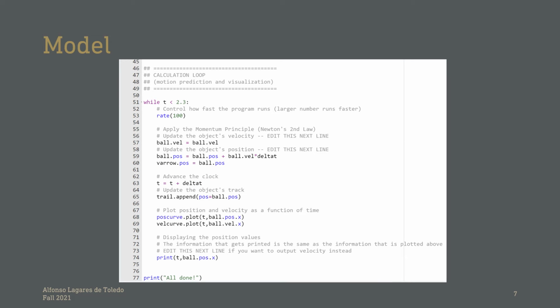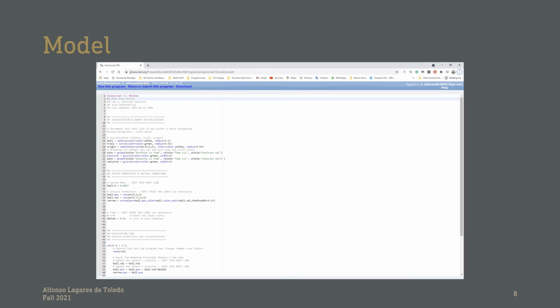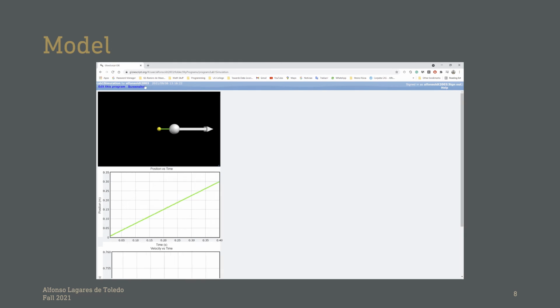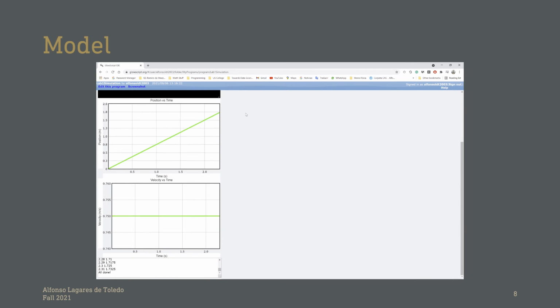The simulation is run for 2.3 seconds, the time the ball is in the frame for the video, and the ball's position and velocity are updated using Newton's second law and the equations of rectilinear motion. The result is this animation of the ball traveling through space, plots of the ball's position and velocity, and the actual position data. This data was then exported to Excel in order to study it more closely.